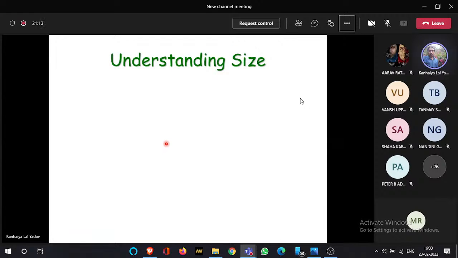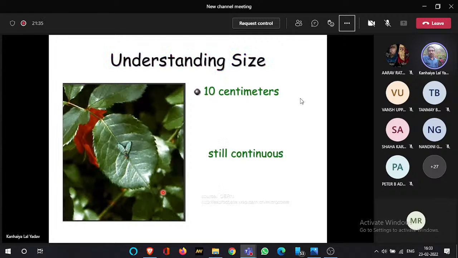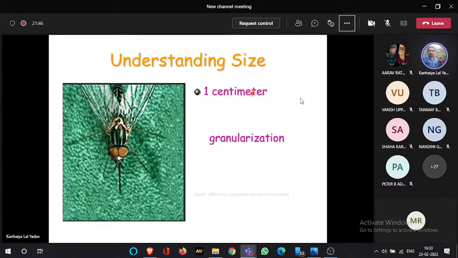Now, understanding the size, how big or small we are talking about. What do you see here? You are seeing some flowers, rose flowers and leaves. There is a photograph of 1 meter by 1 meter, and you see it is a continuum. But if you zoom in, you see some leaves. This is a housefly sitting on this leaf. This is for 10 centimeters. Still continuous you are seeing. If you go still further, zooming in, you now see the granulation in the leaves.